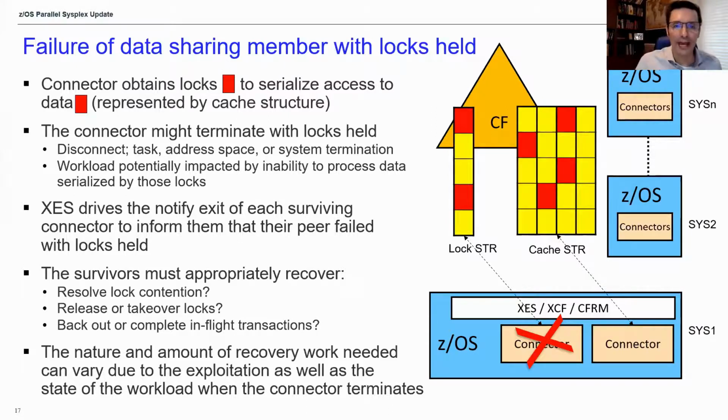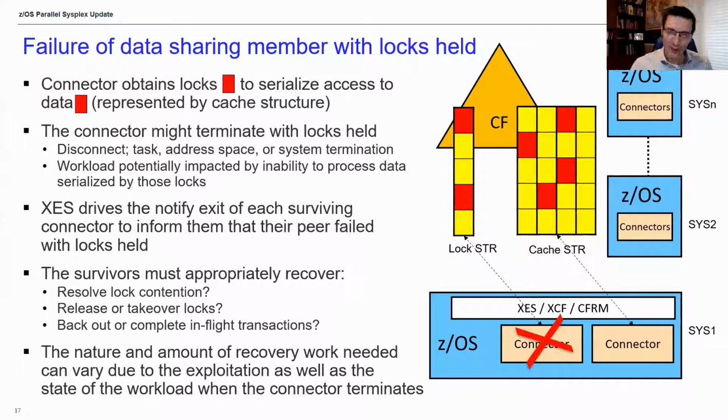In this case, we have to go through recovery processing to let all of those connectors recover from those locks and thereby get access to their data, right? From the time they can't access their data, your application is really held up, because it can't get access to the data that it wants. So this recovery can be pretty extensive, right? The connector may have been holding tens of thousands of locks, and we need to do recovery for all of them.